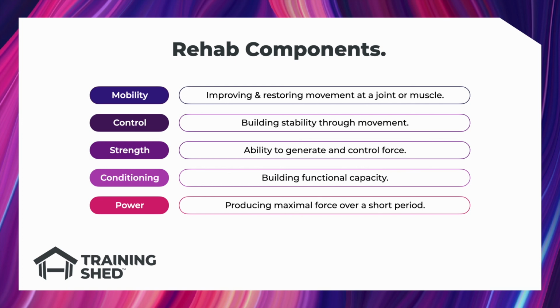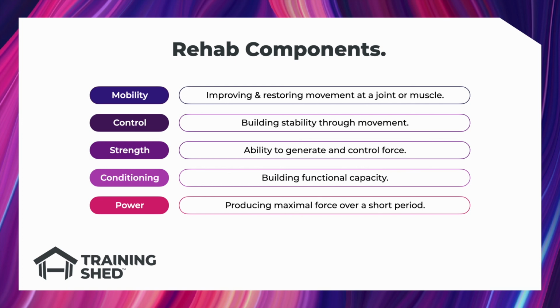We'll look at mobility, control, strength, conditioning, and power, and what they each respectively mean. Mobility is improving and restoring movement. Control is building stability. Strength is the ability to generate and control force. Now, whether this is focusing on muscular endurance, muscular strength, absolute, relative strength, or hypertrophy, that's up to you. You need to decide which one the athlete needs. Conditioning is going to build in that functional capacity, something that we don't really do. And then power is producing maximal force over a short period of time. Again, something we don't really do.